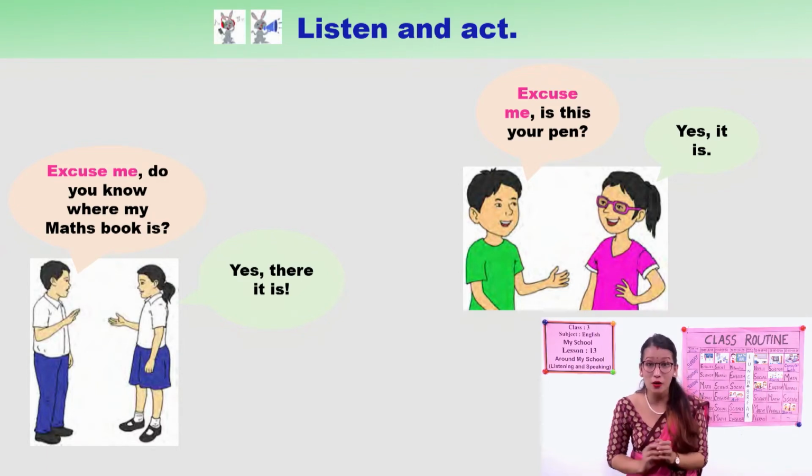Good. So, now don't forget you need to stop when there is a comma. When you say excuse me, stop for some time. Excuse me, is this your pen? Yes? Okay. Look, what is the boy doing? He is asking something to the girl. But by saying excuse me, the girl is listening to him.